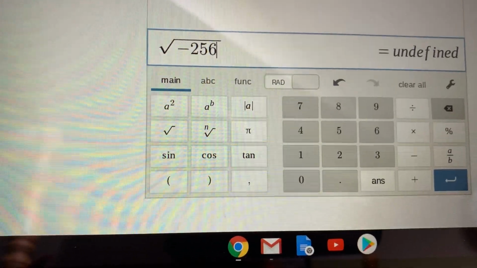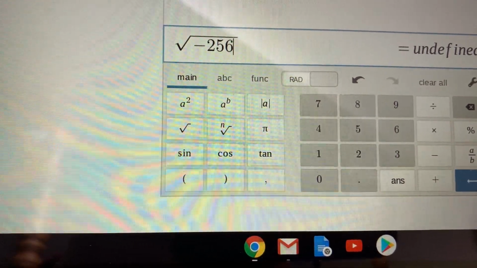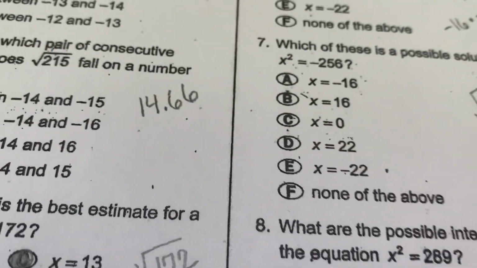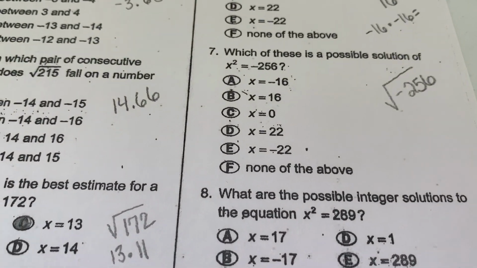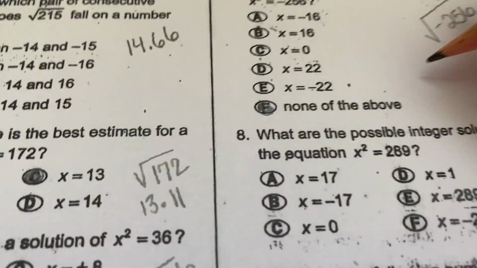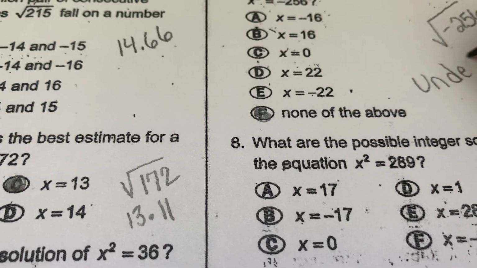Remember that we can't have a negative under the square root symbol, under the radical. If we do, it is undefined. So if we look at our answer choices, the best choice for number 7 is going to be F, none of the above, because it is undefined.